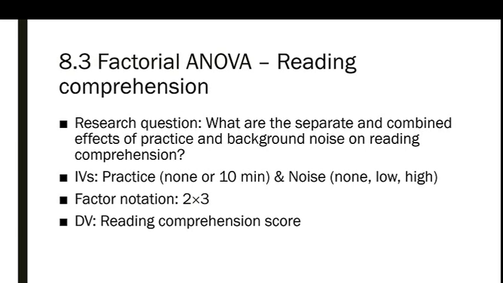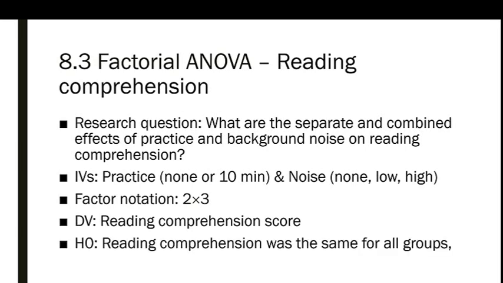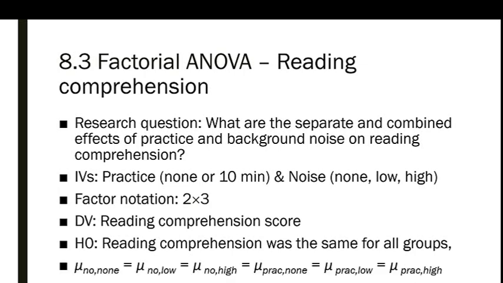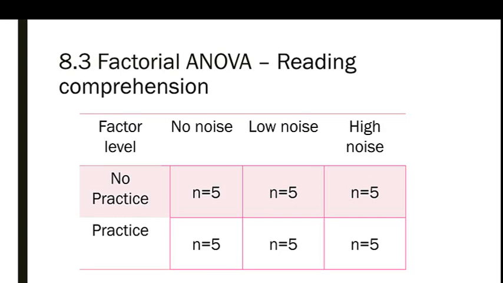The dependent variable is reading comprehension score, and the null hypothesis in this case is that reading comprehension was the same for all groups. And in this case, we're talking about 6 different means. One way that we might conceptualize those different groups is according to the different factors. And this is really easy when we've got 2 factors as opposed to more than 2.